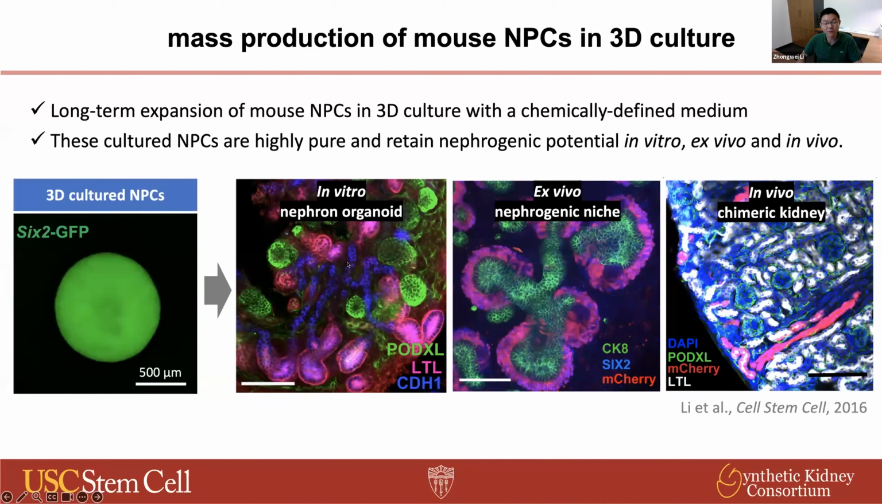In vitro, those cultured NPCs can generate nephron organoids. Ex vivo, when the cultured mCherry-labeled NPCs were mixed with the wild type UB, you can see that the mCherry-labeled cells cluster right around the UB tips to reform the nephrogenic niche. If we inject the mCherry-labeled cultured NPCs into the developing kidney, you can see they form chimeric kidneys in vivo with the normal wild type kidney cells.